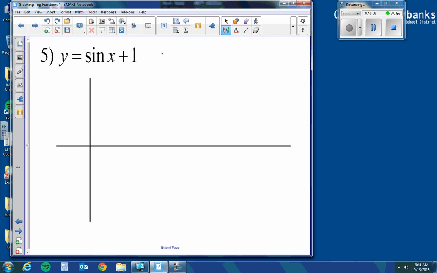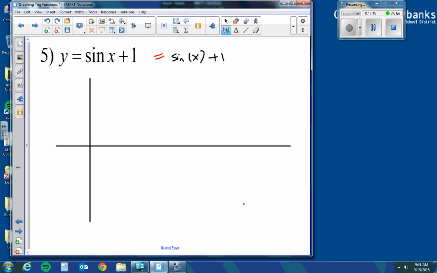First of all, I need you to understand that what you're looking at is the same as sine of x, plus 1. Add the parentheses there. Make it clear this is not sine of x plus 1. Parentheses don't go around the whole thing. That'd be a horizontal shift. That's not what we're doing right now.